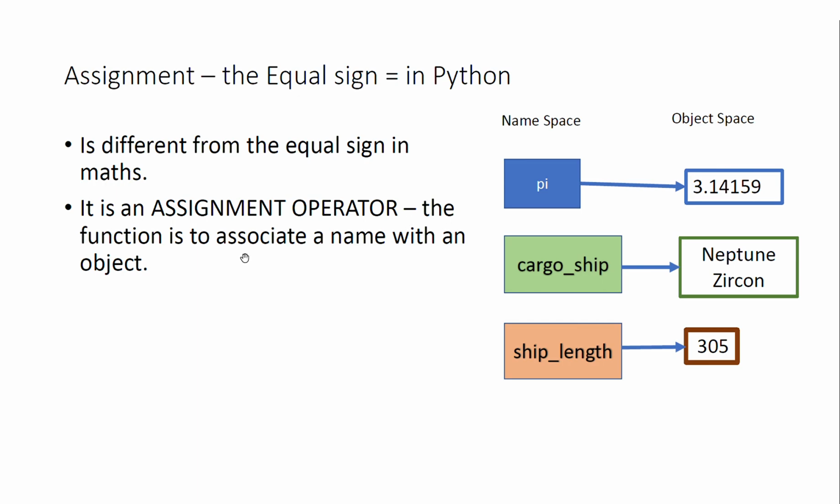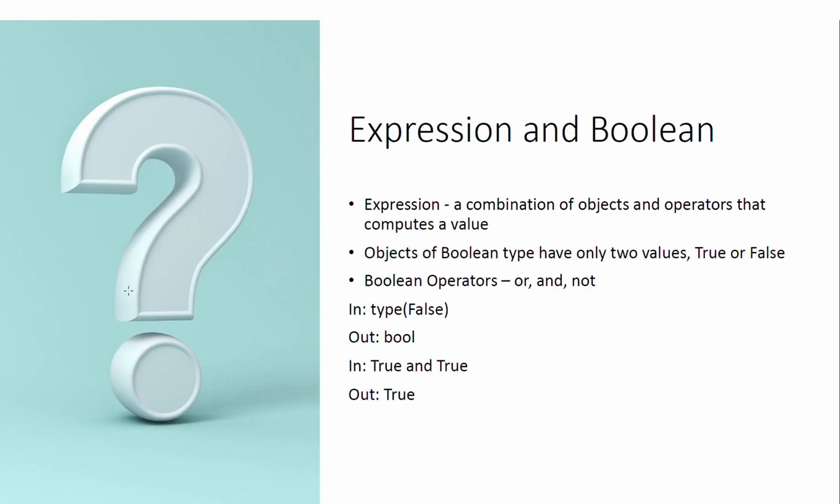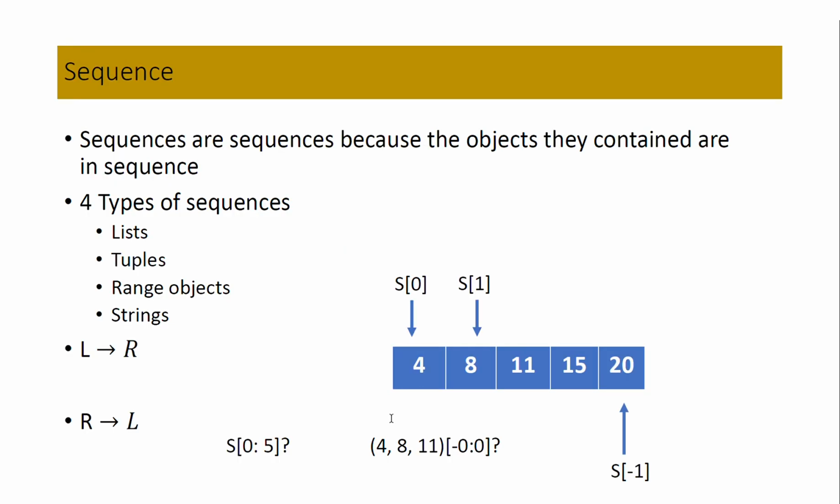The assignment associates a name with an object. So, expressions and Booleans. An expression is a combination of objects and operators that computes a value. Objects of Boolean type have only two values, true or false. Boolean operations: the input is, for example, type false, and the output is a Boolean. So true and true gives the output true.